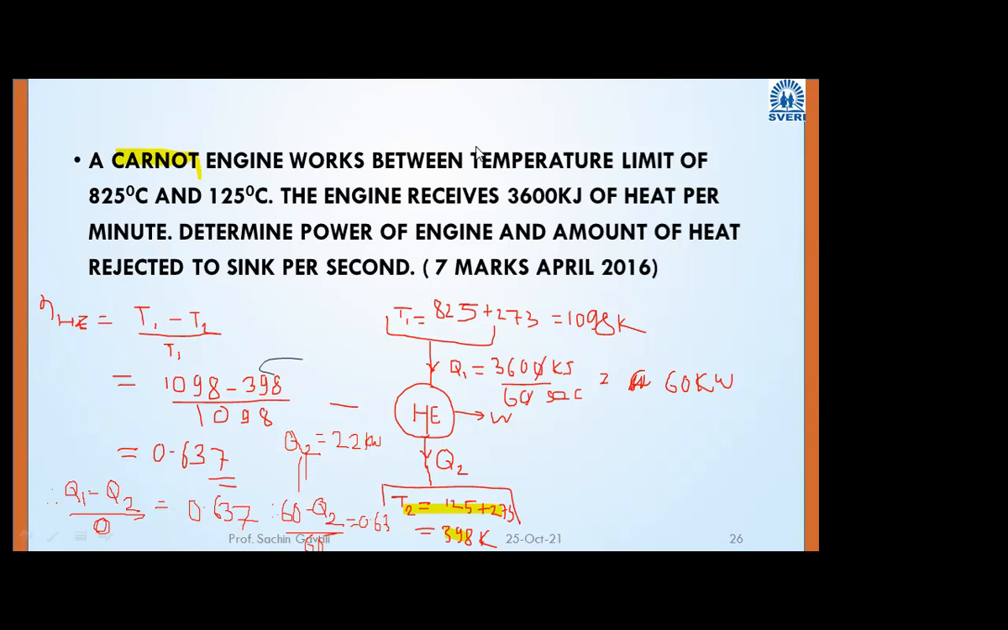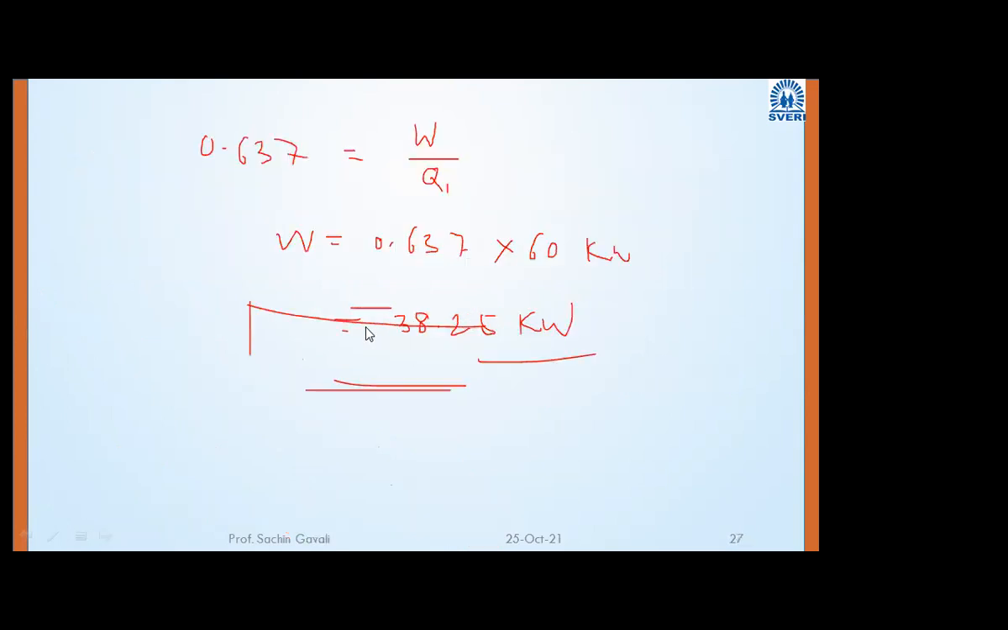Okay. 38.25 kilowatt is the power of the heating, Carnot heating.